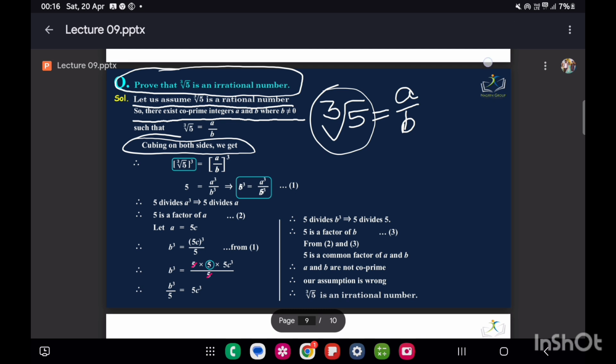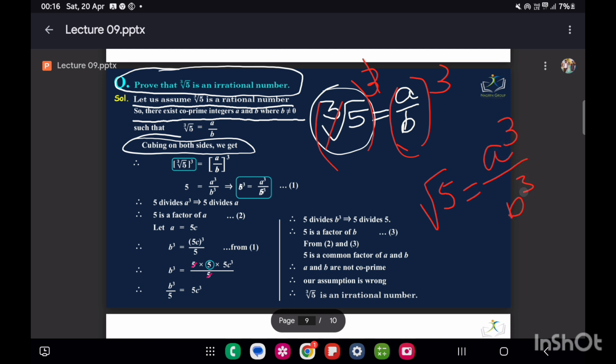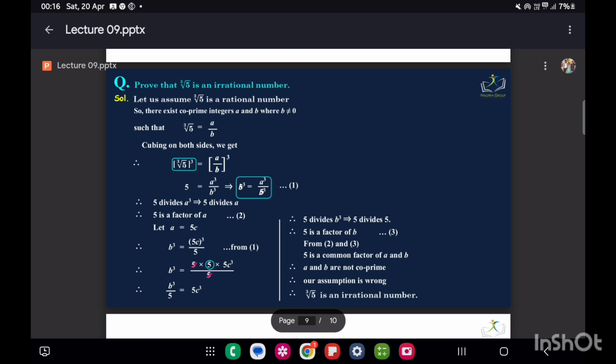If we cube both sides, we get the cube root cancelling with the cube, and a by b whole cube. According to the formula, we can write it as 5 equals a cube divided by b cube.